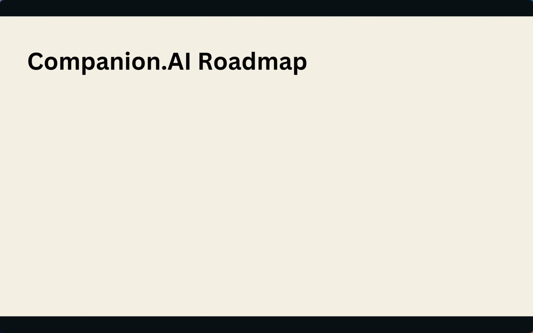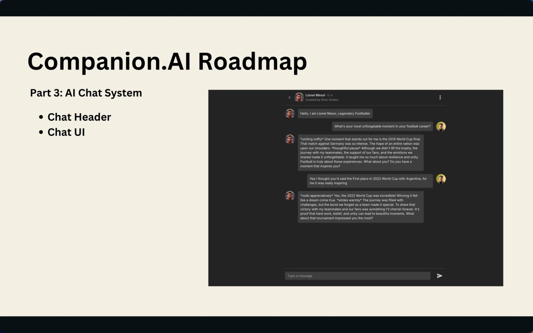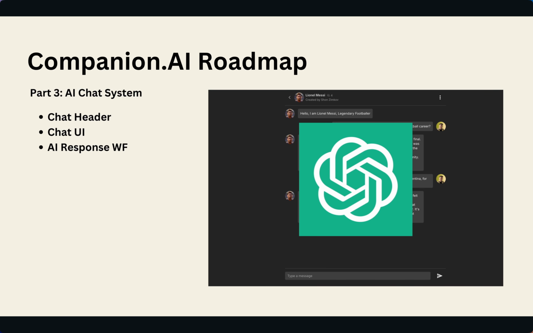And after this, we'll continue to part 3, where we'll build the AI chat system. We'll start with creating the chat header and the chat UI, and then we'll connect to the OpenAI API and we'll create the AI response workflow. This step will bring the life into the app.